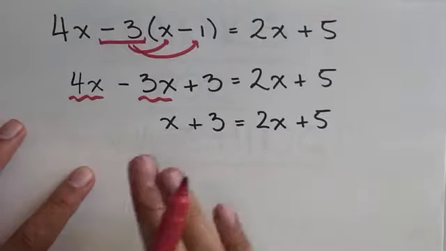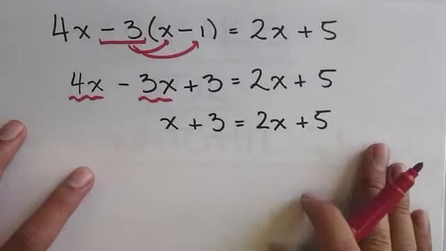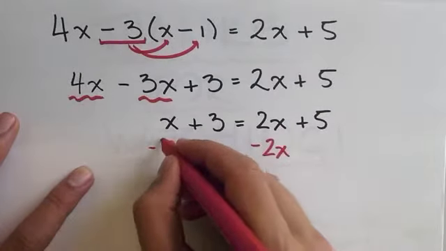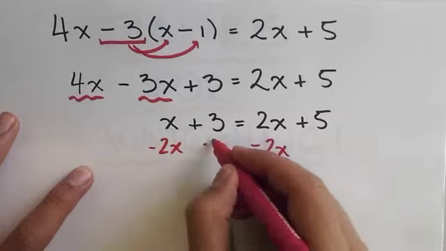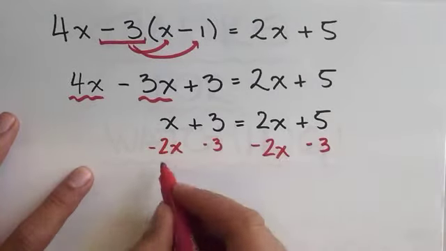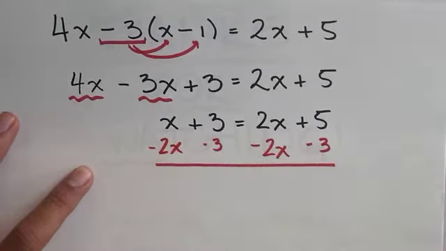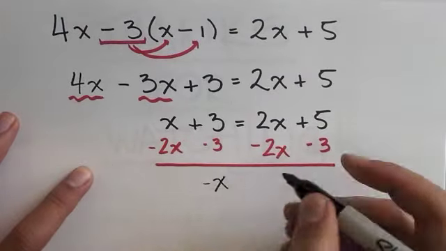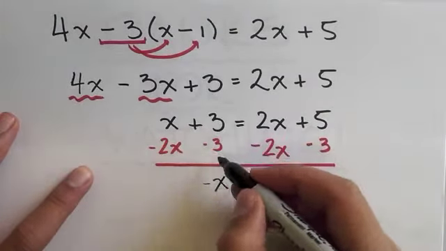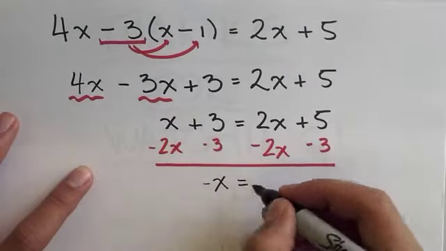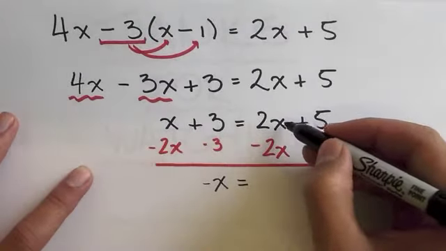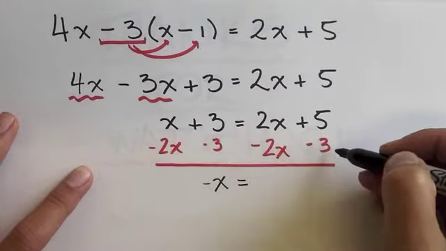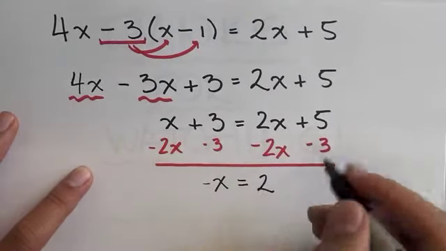As usual, we want to leave variables on one side, numbers on the other, so I subtract 2x from both sides, and I subtract 3 from both sides. x minus 2x gives me negative x. Positive 3 minus 3 cancels out. Meanwhile, on the right side, I have 2x minus 2x, which cancels out. 5 minus 3 gives me 2.